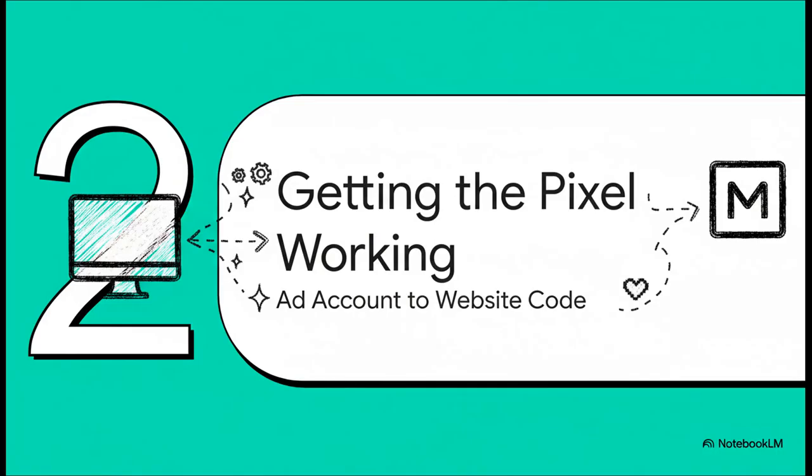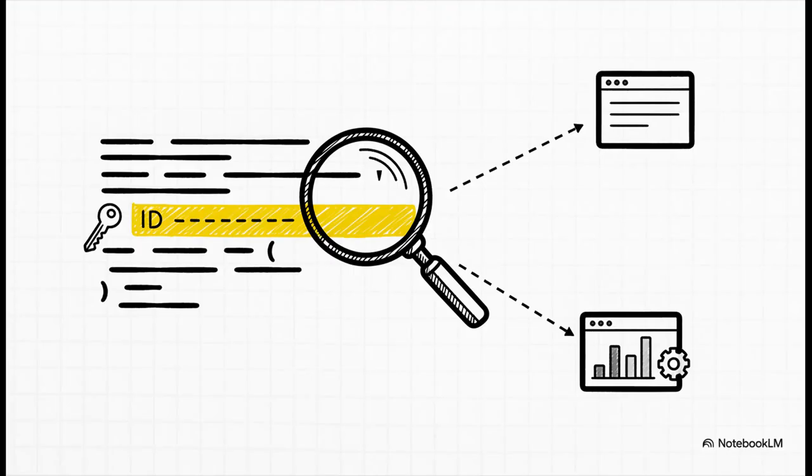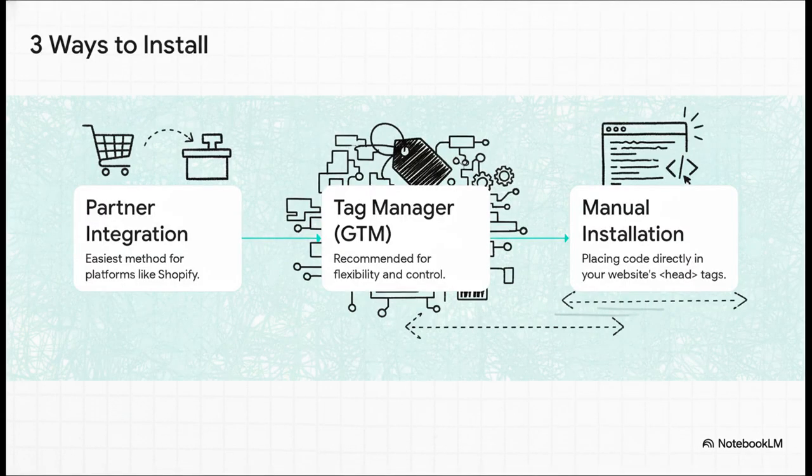All right, enough theory. Let's get practical. How do we actually get this powerful piece of code from our Meta ad account and onto our website so it can start doing its job? Okay, so the full code snippet can look a little intimidating, but I want you to ignore all of it except for one thing, that long string of numbers right there. That is your unique pixel ID. Think of it like your personal account number. It's the key that tells your website to talk to your ad account, and you can always find it inside your Meta Events Manager.